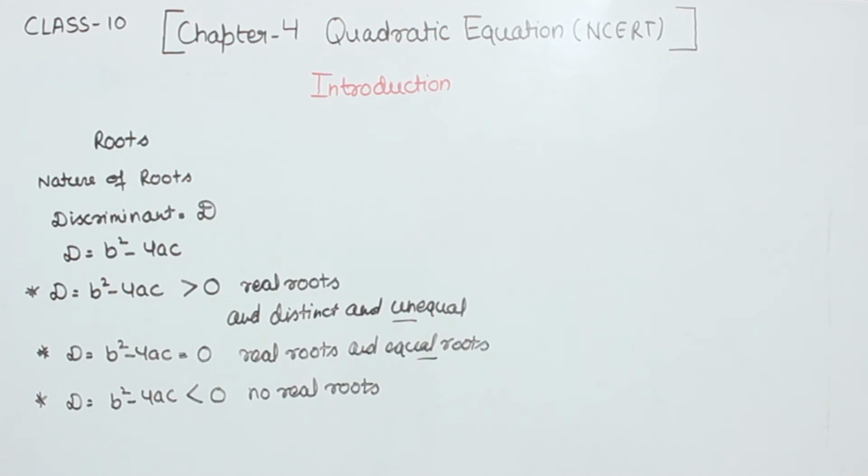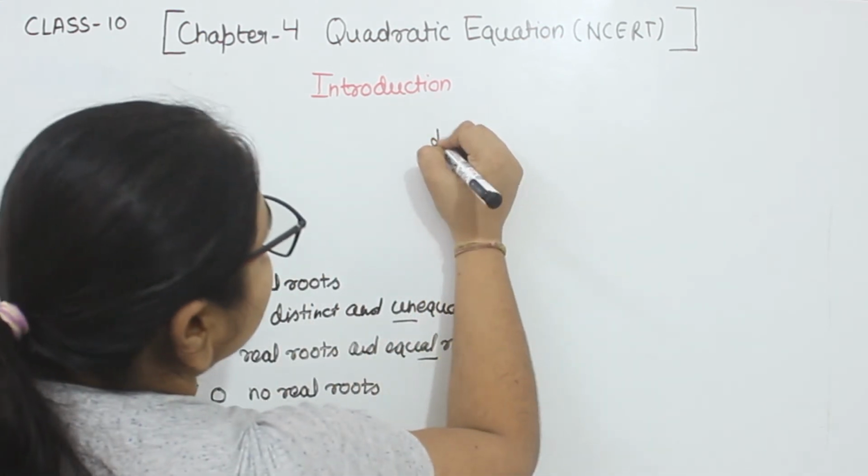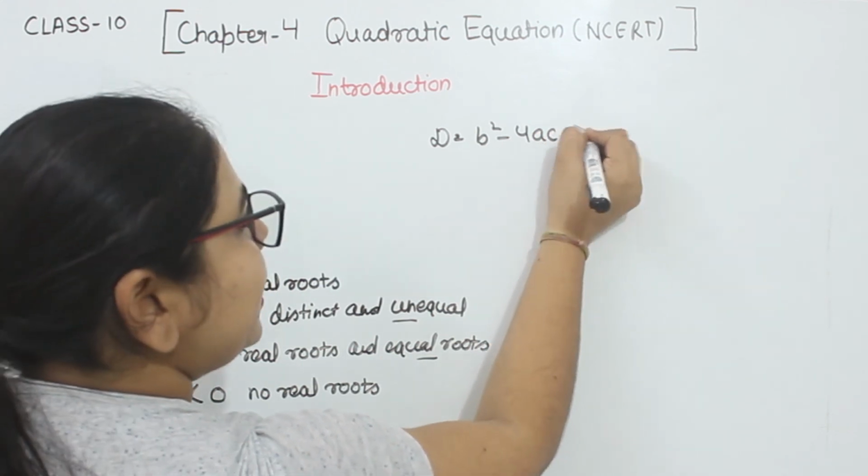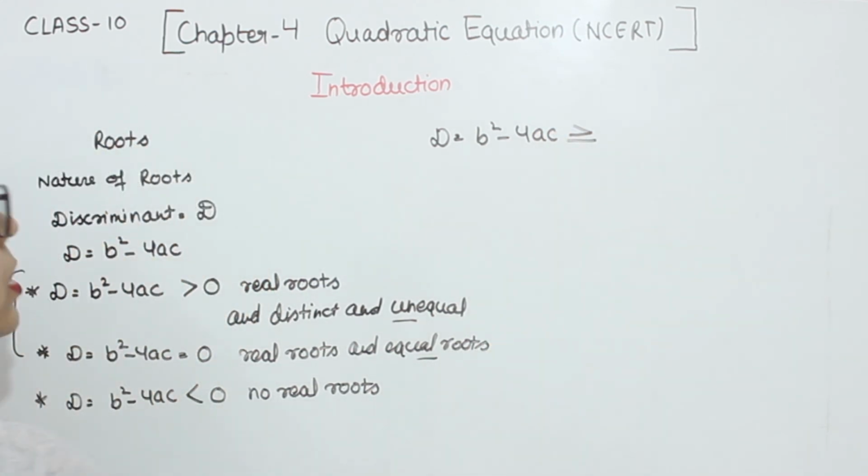Now comes the topic where we can find the value of the roots. How can we find the value of roots? We are going to write here the formula for finding the roots. We can find the roots only in two cases, when D, equal to b square minus 4ac, is greater than or equal to 0. In this case we can find the roots of the equation.